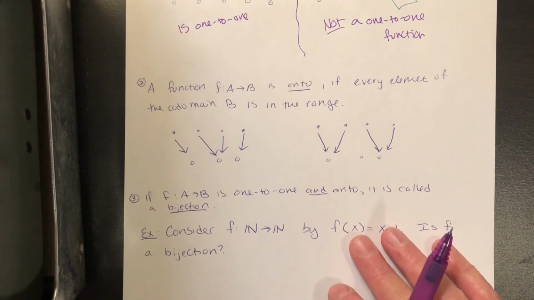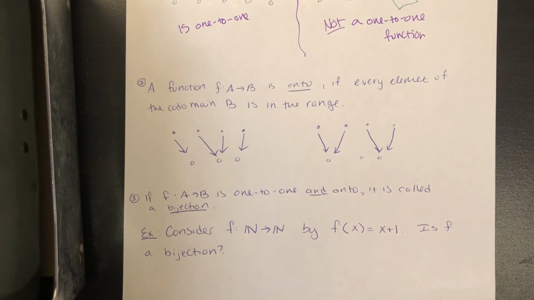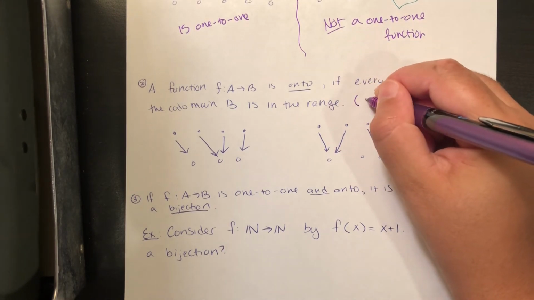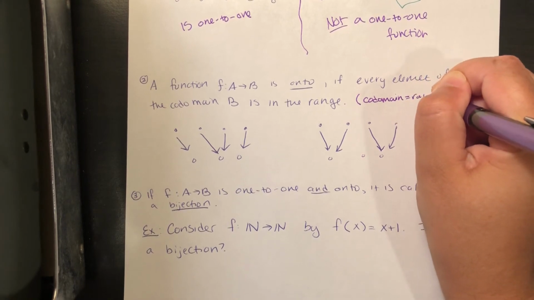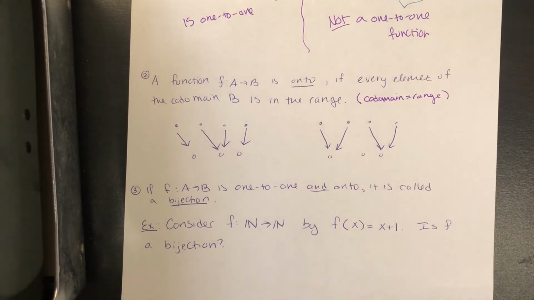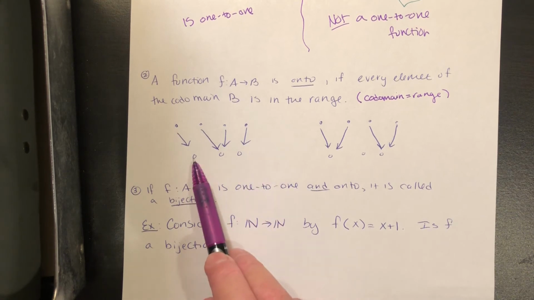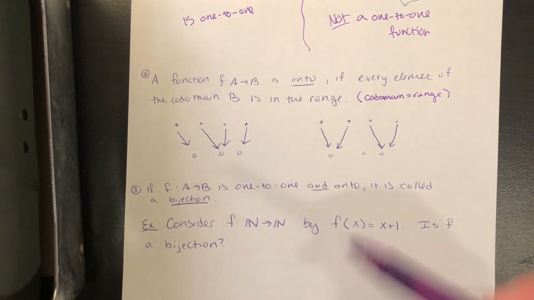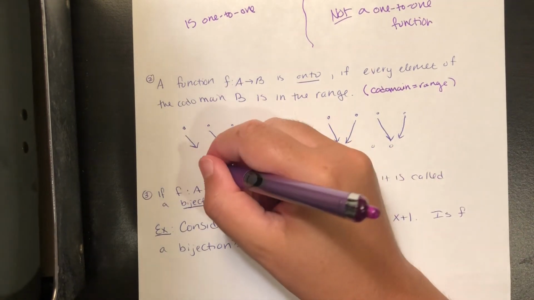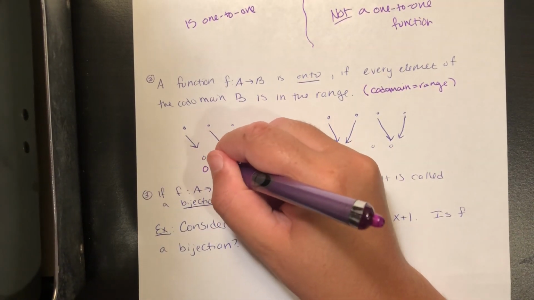We say that a function is going to be onto if every element of the codomain is in the range. Another way of saying this is if the codomain is equal to the range. We know that the range is always a subset of the codomain. This is saying they're actually equal. Every element of the codomain gets mapped to by something. So in this first example, every element of the codomain does get mapped to by at least one thing in the domain. So this is an example of a function that is onto.